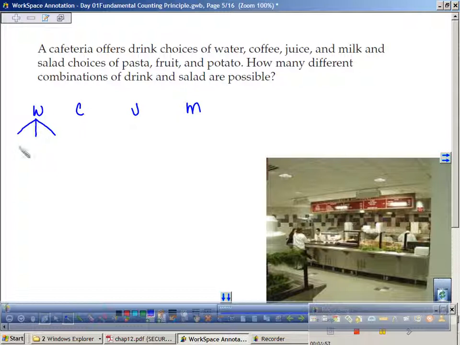They could either have, the person that had water could have pasta, fruit, or we'll just, since they're both P, we'll say potato will be an O. The person that picked coffee also has 3 different choices. The person who picks juice also has 3 different choices. And the person that picks milk has 3 different choices.